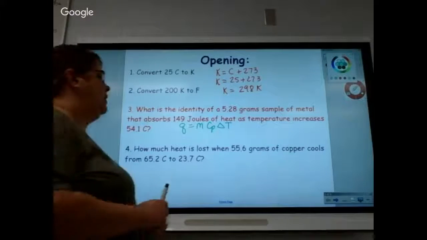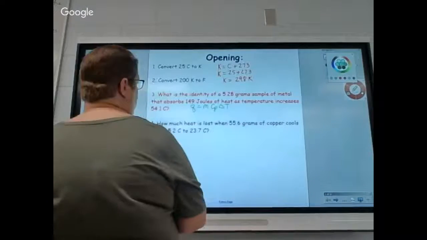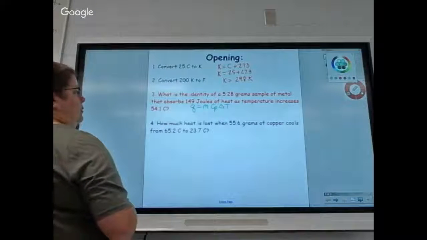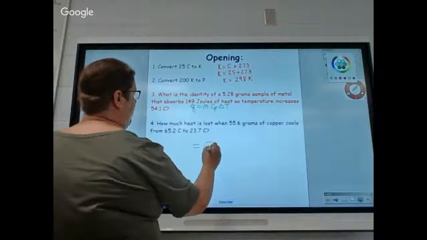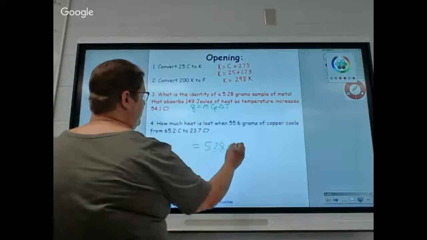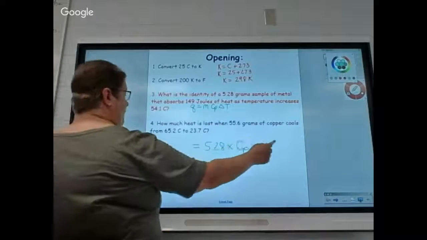All right. So, based on that, what do we know? Do we know Q? We know mass. Yes. We know mass. Okay, so I know mass is 5.28. That's good. We know we're looking for CP. That's important. So we got to have Q and we got to have delta T.